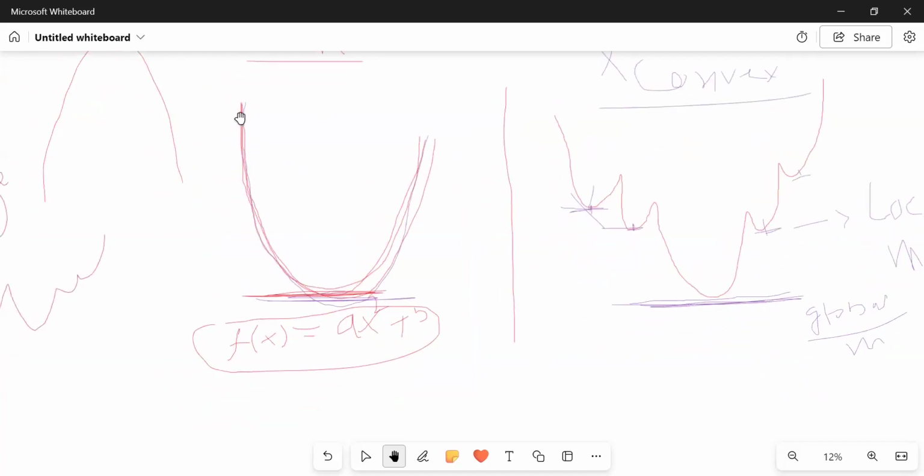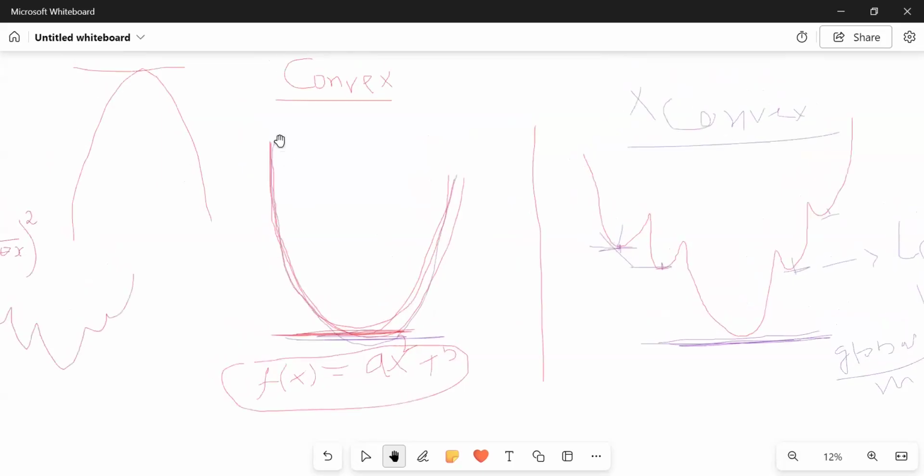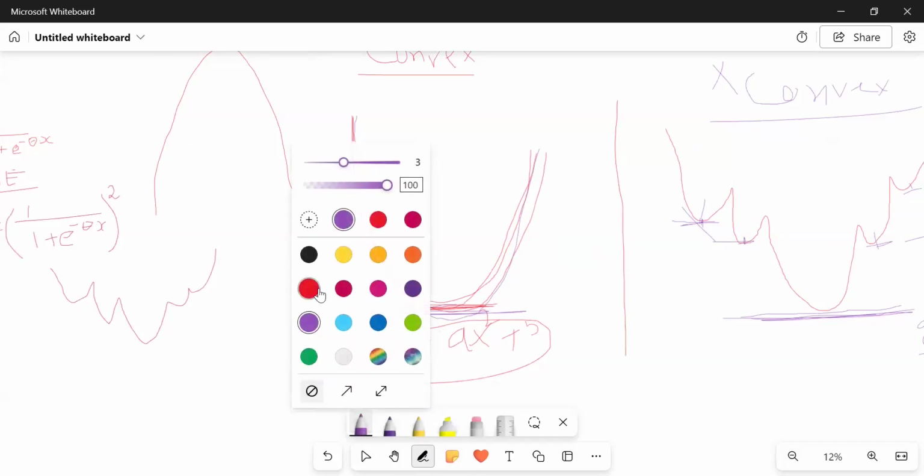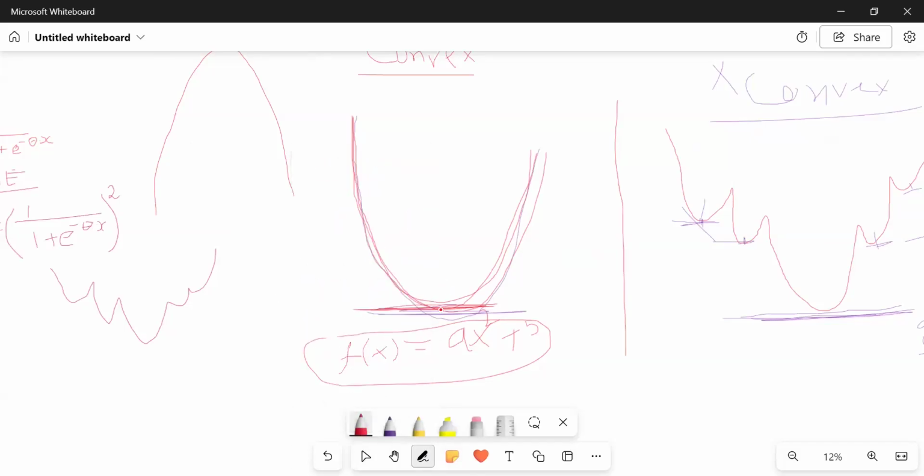Okay, let's suppose for this graph, let's suppose this parabola graph. If I ask you how to find the minimum point, right? You can see by looking at the graph where the minimum point is. Let me give some name here. Let's suppose this point is P. I'm taking a random point P, okay?